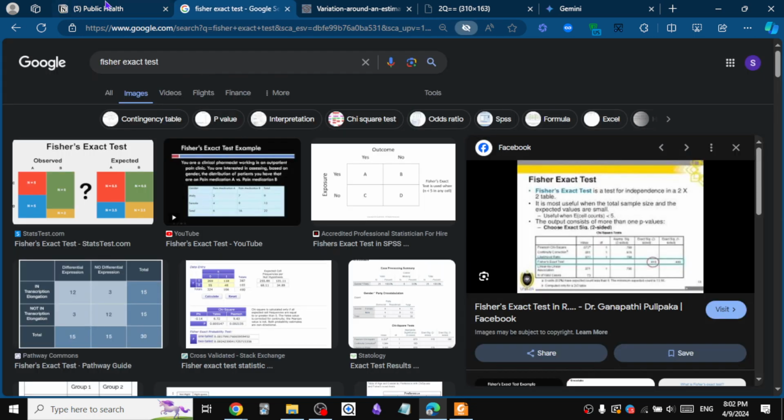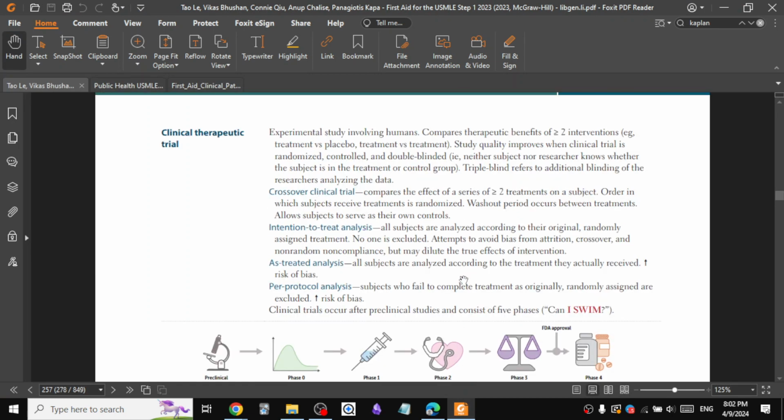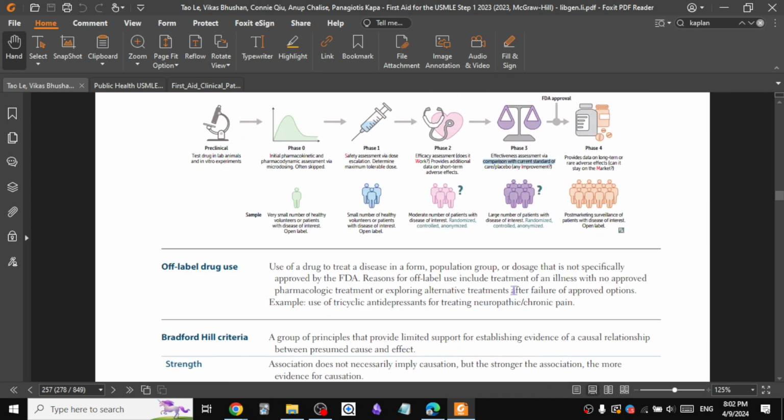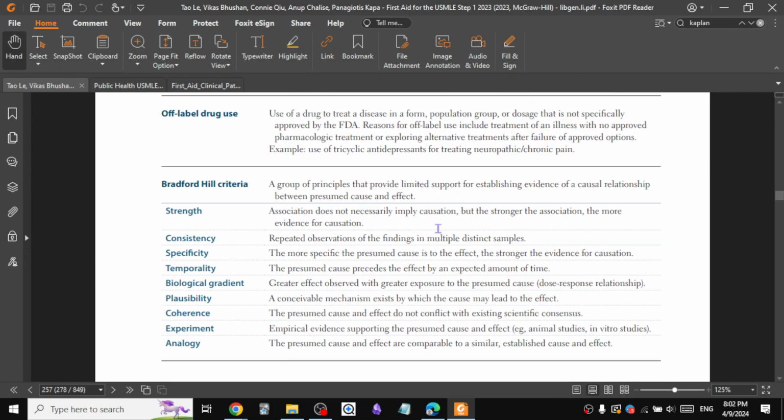All right. And if you come back here, this is what they're going to try to say, right? Crossover studies, greater than 2 treatments, you do it simultaneously. Intention to treat: all subjects are analyzed according to their original randomly assigned treatment. As treated: increased risk of bias, okay? Off-label drug use, just read this, it's nothing big.